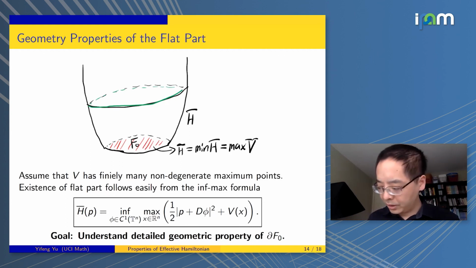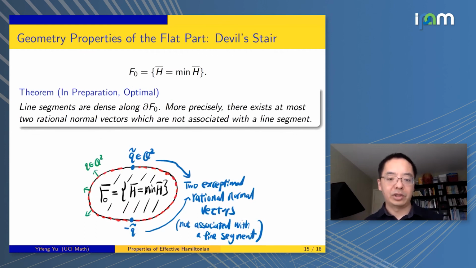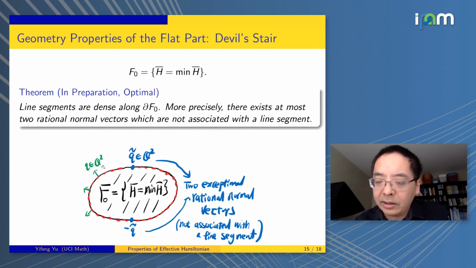Here's the result, which is again in preparation. What we proved is that the boundary is not just non-strictly convex; actually the flat line segments are dense along the boundary. My picture is of course not accurate, since there's no way I can draw dense line segments. One extreme case is that it is just a rectangle.